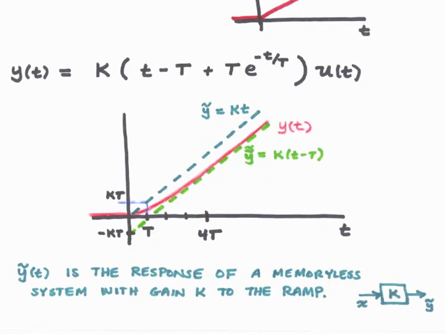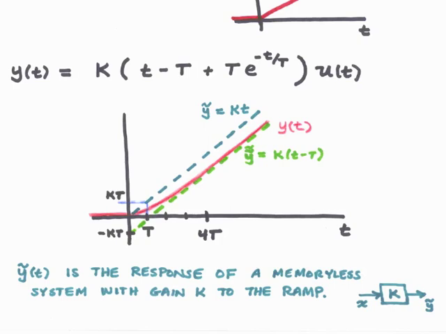Shown in red is the response of the first-order system to the unit ramp input. I've also drawn 2 other curves here. In the darker blue, y tilde is equal to k times t, and this would be the response of a system that was just a gain k to the unit ramp. I've also shown another line in green, and this is y double tilde. It's equal to k times t minus capital T. You'll note the response of the system asymptotes to this curve.